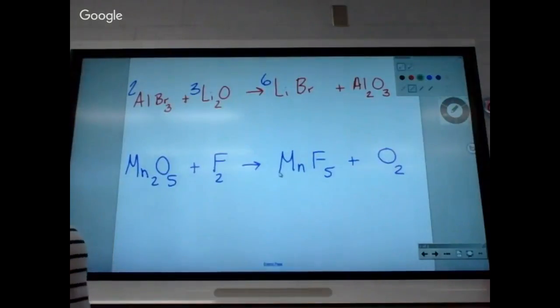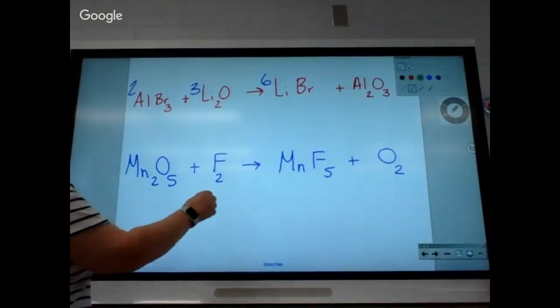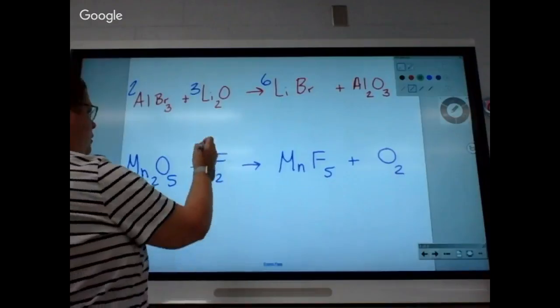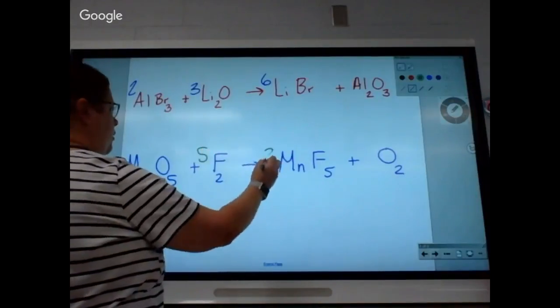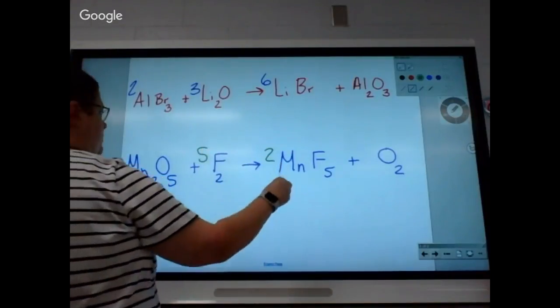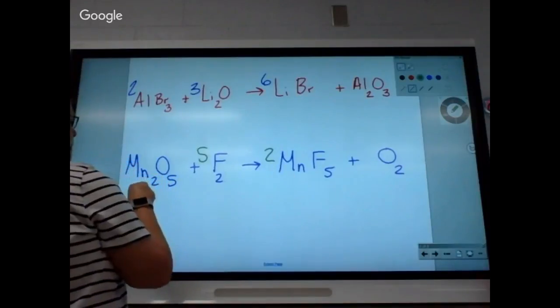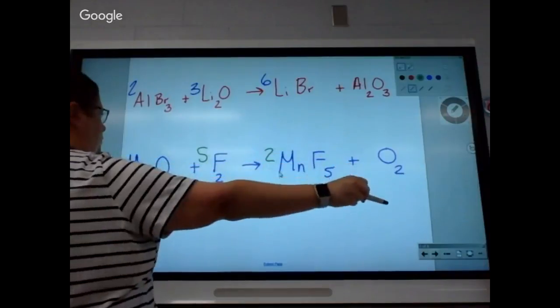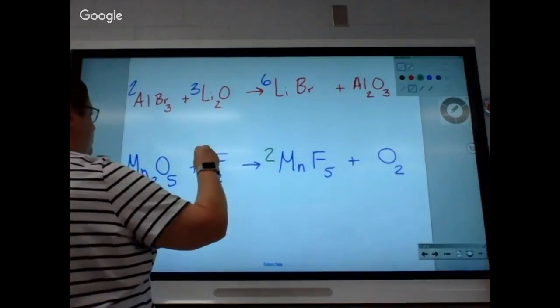So, what do I want to balance first? Fluorine? Okay. So how many fluorines? How many there? So we're putting what here? And what here? Okay, so that gives us how many Mns? How many O's? Can I get 5? All right, so let's pick something else other than F.